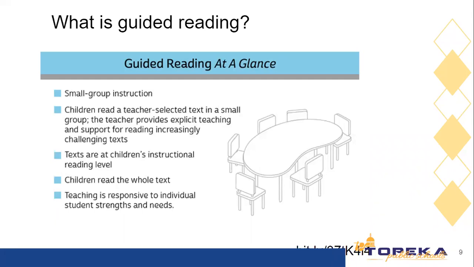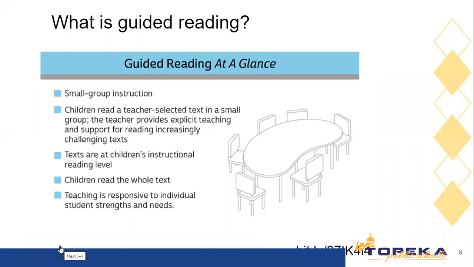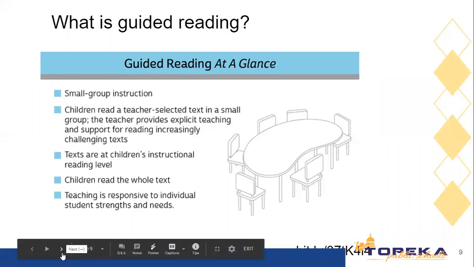The teacher is providing explicit instruction and is supporting the students to read more challenging text. The students are reading individually. The teacher is going through with each student and individualizing instruction, listening to students read aloud, etc. And again, it is responsive to individual strengths and needs. I also want to take a moment to talk about reading whole text. When we're working on guided reading, we want to read smaller pieces of text so that we are increasing the breadth and depth of what we're reading.